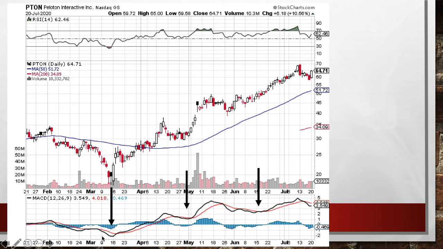You want to see that black line go low and then cross above the red line. And MACD indicates momentum. So we use RSI to indicate if a stock is oversold or overbought. We use MACD to look at the momentum of the stock because when you start to see that black line cross above the red line, that indicates the momentum is changing from selling to buying.